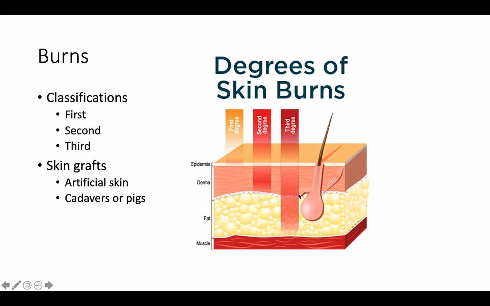Healing cannot occur since the skin is completely destroyed, and so skin grafts are required, and major scarring will result. Skin grafts can be made from cells grown in a lab, so they'll be artificial, or even ones from cadavers or pigs can be used.